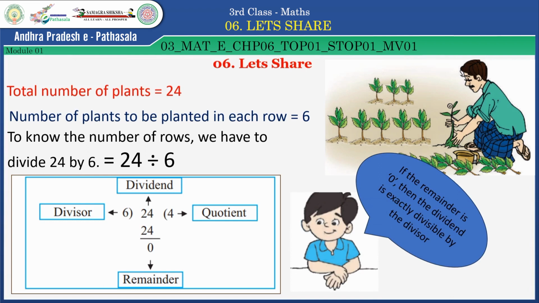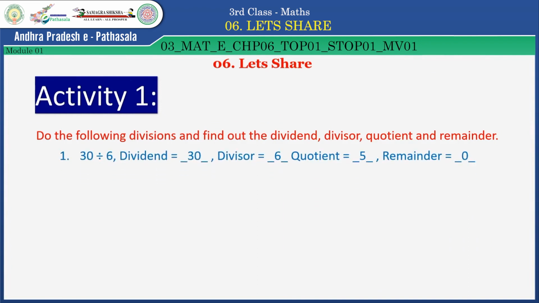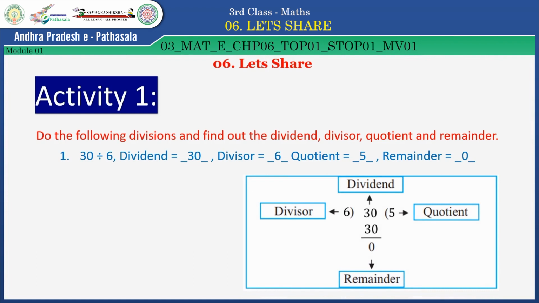Now we discuss some activities. The first one, activity 1. In that the first problem is, do the following division and find out dividend, divisor, quotient and remainder. In that first one is 30 ÷ 6. If you see the problem, clearly we know that 30 is dividend and 6 is divisor. In the 6 table, 30 comes 5 times, that is 6 5s are 30. 5 is the quotient and 0 is the remainder.